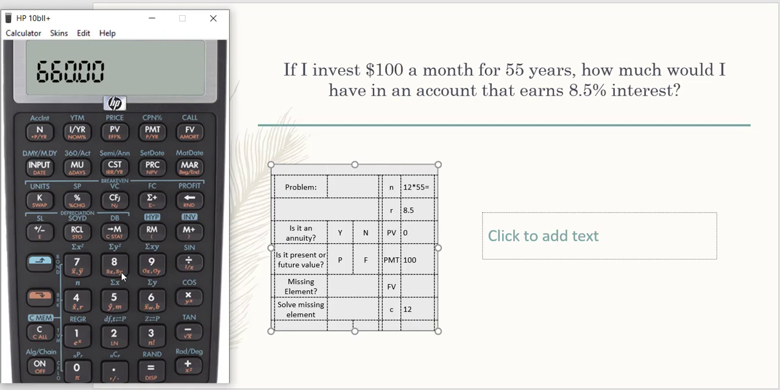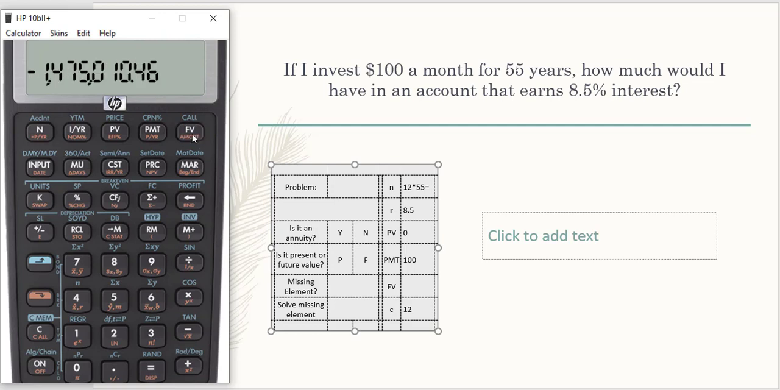My interest rate was 8.5. That's a little bit high for what an interest rate you might get on an investment is, but not terribly high. Our present value, we started with $0. And our payment was $100 a month. Our future value is what we're looking for, so I can't put anything for future value. That'll be my last step. And then 12, and I do my orange, and then the payment button. So I've programmed everything in.